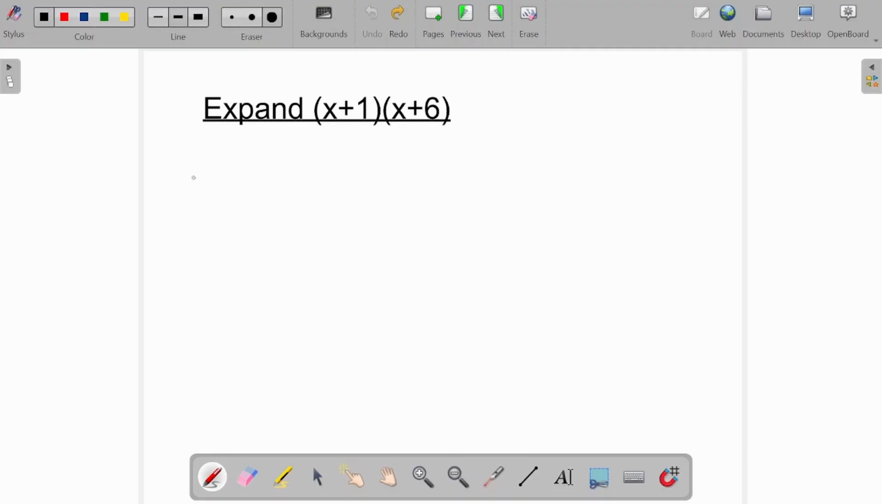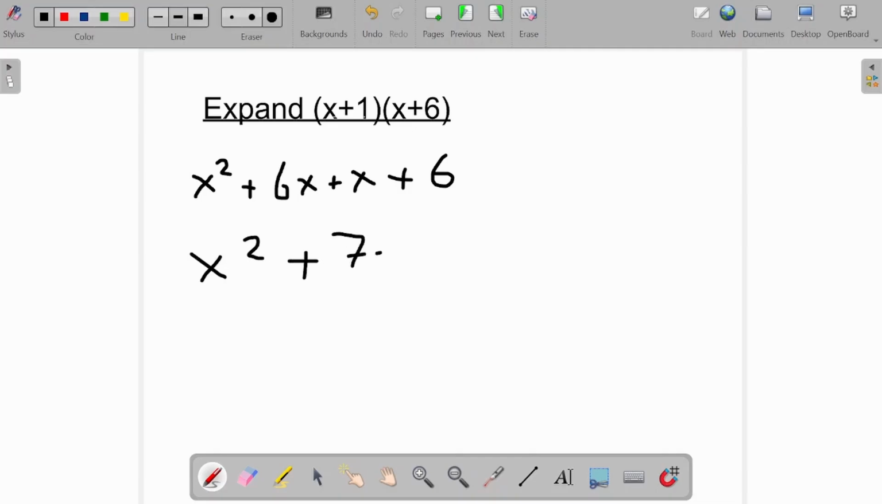So that is the first terms multiplied together, which is x squared. Then the outer terms multiplied together, which is 6x. Then the inner terms multiplied together, which is 1x or simply x. And then the last terms multiplied together, which is 6. Once again, you see we have two terms here which have the same like term. So we can add them together to be x squared plus 7x plus 6.